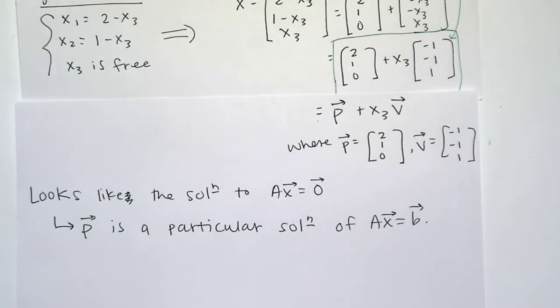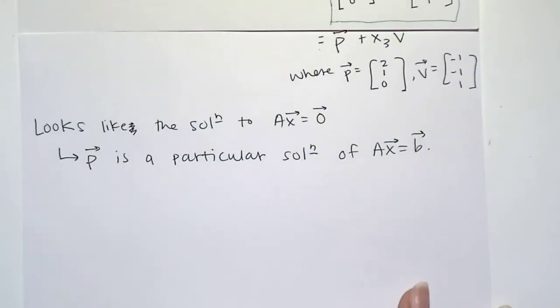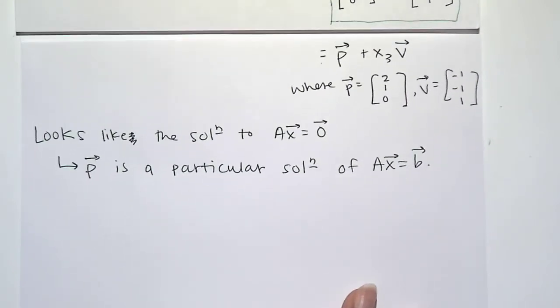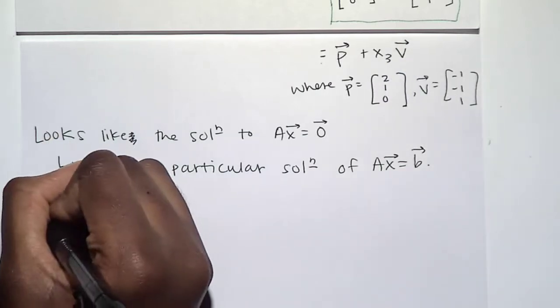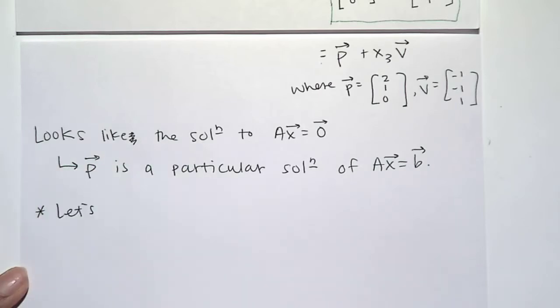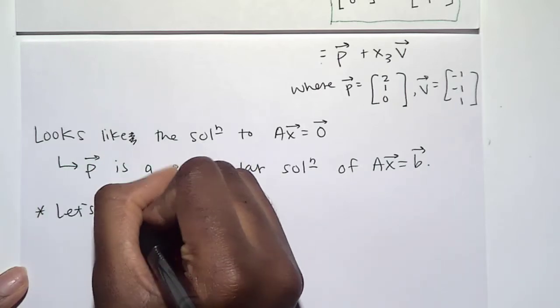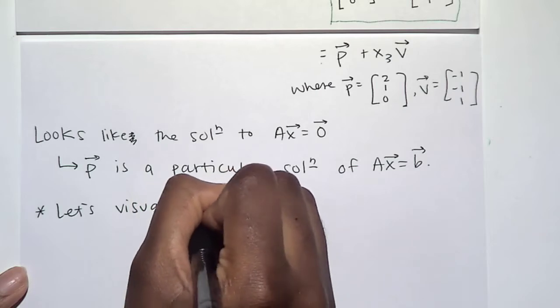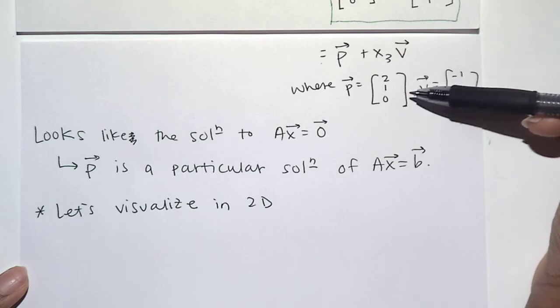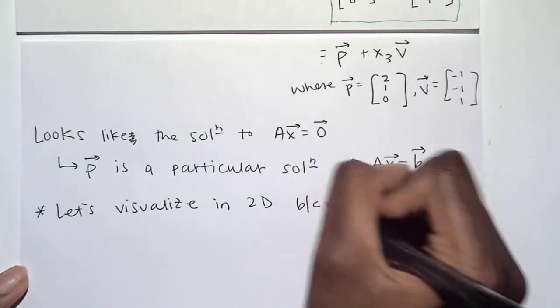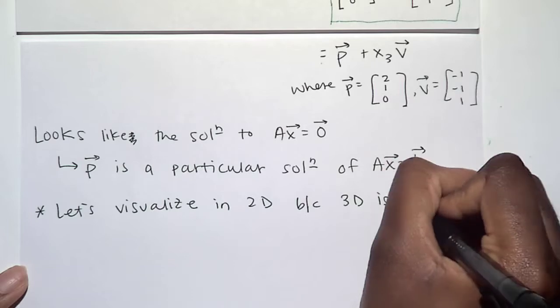All right, so let's visualize these two. I'm going to do it in 2D instead of 3D because 3D is hard for me. And I think you'll get the picture just from 2 dimensions. All right, so let's say we have this situation, P plus X3V, something like this. So let's visualize in 2D, even though this should be 3D because we're in R3. But we're going to do 2D because 3D is hard to draw.